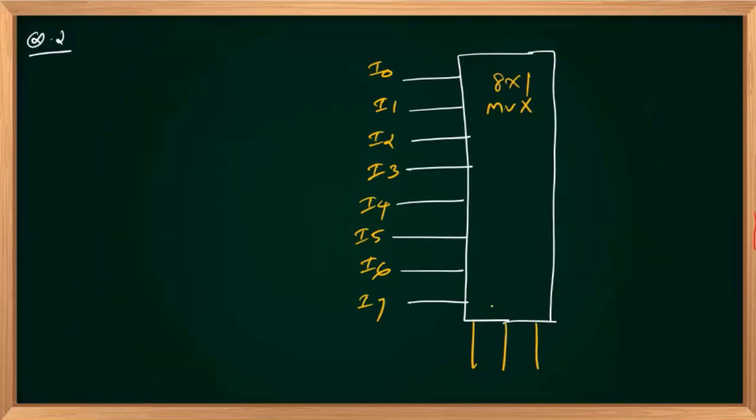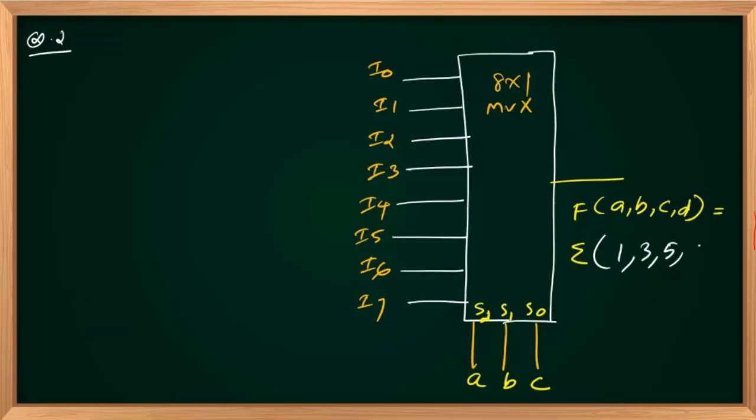They are S2, S1, S0, 3 lines. They are A, B, C. Function is a 4 variable function F of A, B, C, D equals sigma 1, 3, 5, 7, 9, and 11. You should identify the values of I0, I1, etc. up to I7. Clear? The question is clear.